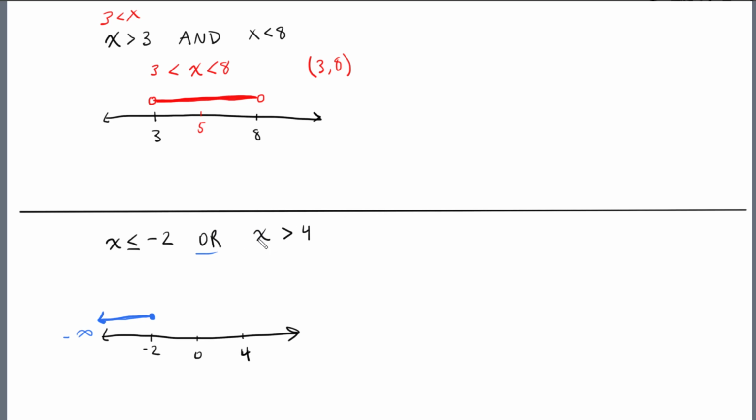Okay, let's think in between -2 and 4. So if I pick 0, that's not less than -2, and it's not bigger than 4. So I don't think anything in between these two values would work as a solution. Okay, what about to the right of 4? If I pick a number like 5, well, 5 is not less than or equal to -2, but it is bigger than 4, so that would work. Okay, I'm going to use an open dot because I can't touch 4, but I can get really, really close, and I'm going to shade to the right.